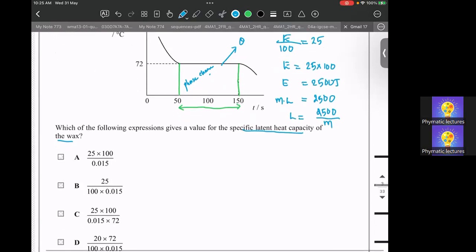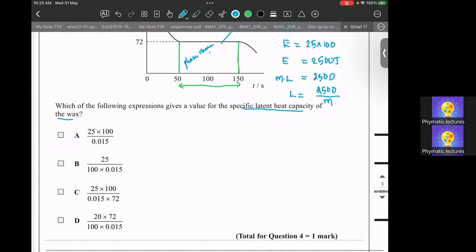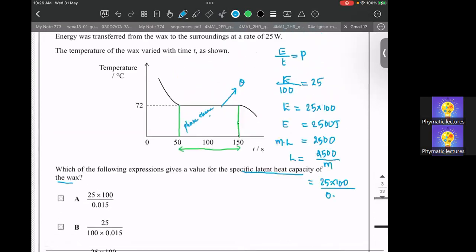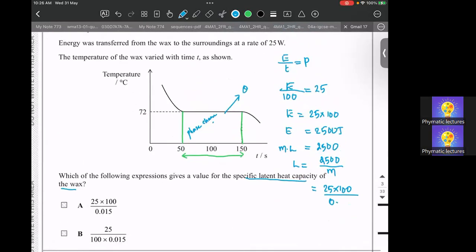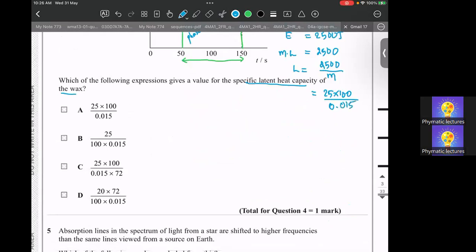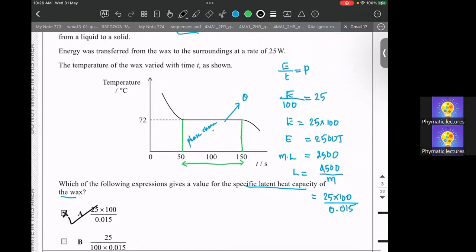So which is the correct option for this? 2500 means 25 into 100, divided by mass, which is 0.015. So 25 into 100 divided by 0.015. So option A is the correct answer. Hope you got the idea.